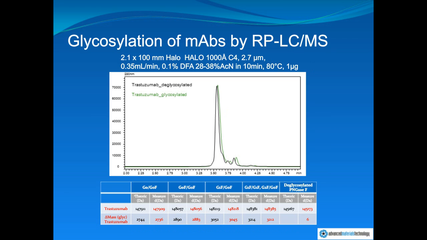So we've looked at a number of different applications of this, pretty straightforward stuff. In this case, looking at the analysis of IgG, in this case IgG1, trastuzumab, in the glycosylated or PNGase F deglycosylated state, and collecting mass spectral data so that we can deconvolute the high-resolution mass spectral data and look at glycosylation variants.